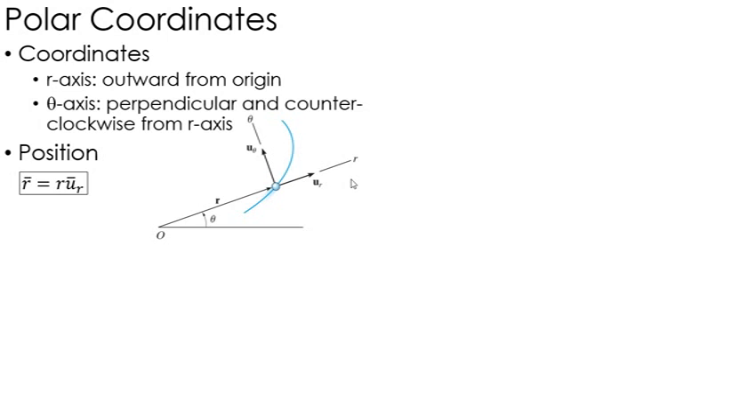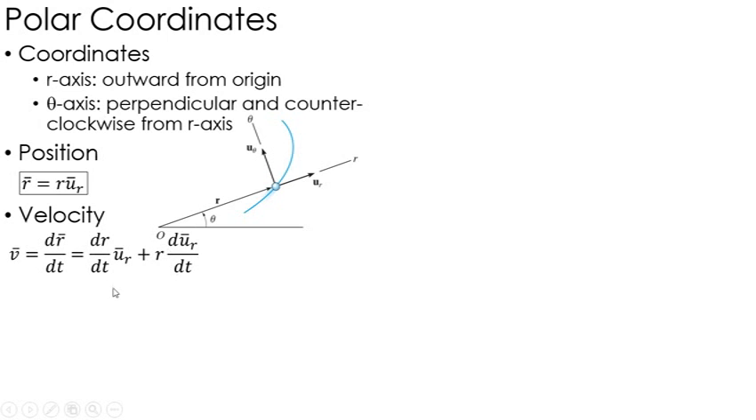Now, of course, if I wanted to find velocity, I need to take a time derivative of position, and again, this axis follows my particle as it goes, so my unit vector does change with time. So I have to do the product rule, which is basically the derivative of r times the unit vector plus r times the derivative of the unit vector. And again, this derivative of the unit vector is a non-zero number.